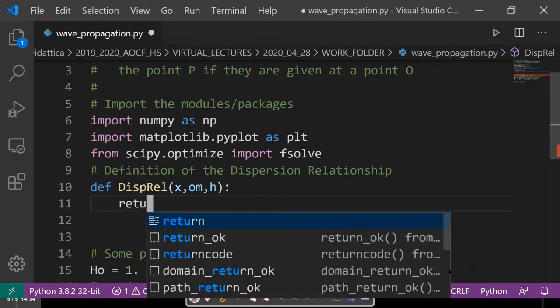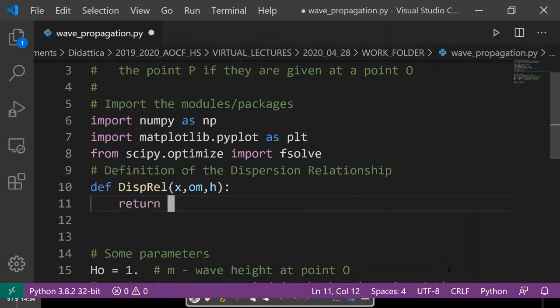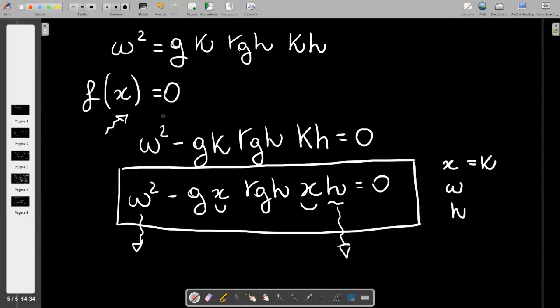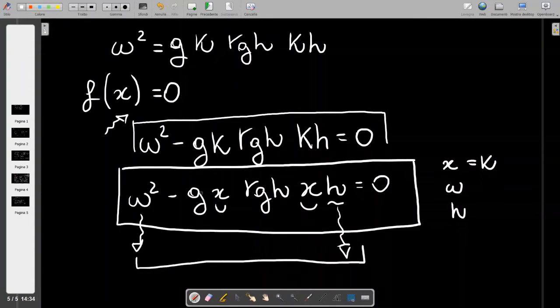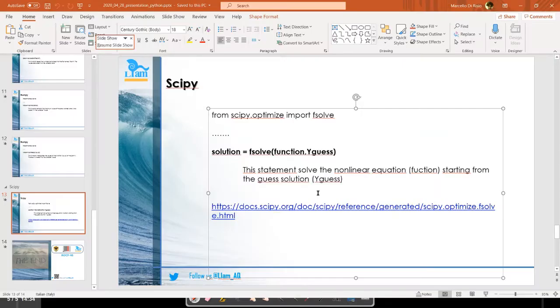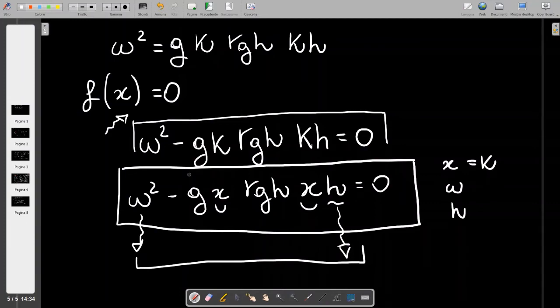And this function should return the value of this difference. If this difference is equal to 0, the x value is the solution. If it is small, the x value is the approximate solution. If this difference is very different from 0, x is not the solution of this function. So we need to return the value of this difference.